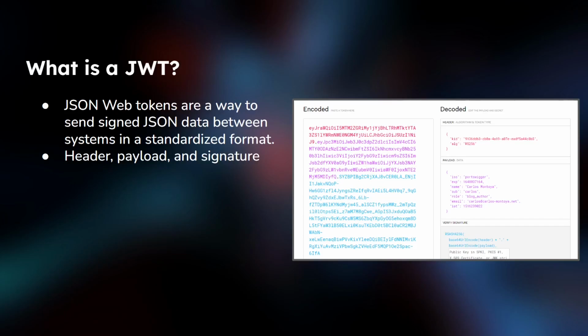So, what is a JWT? These are JSON Web Tokens. These are basically a standardized way for you to send some kind of signed JSON data between two different systems. The reason you might want to sign something is that you'd want to determine if the token being sent by one application was actually sent by that application or that certain server. So these are typically comprised of three parts, which is a header, a payload, and a signature.